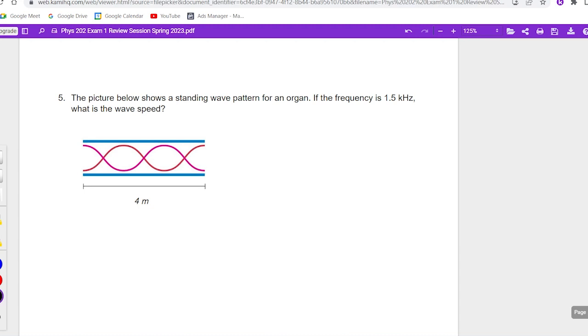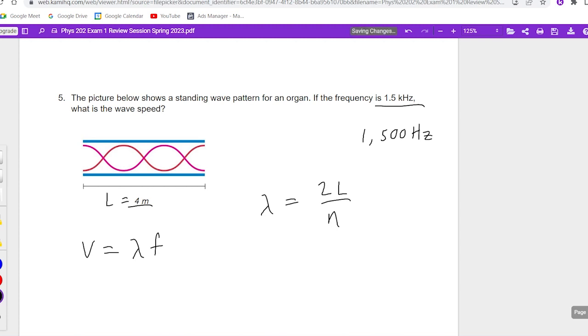So once again, if we want to find wave speed, we have this very nice equation, v equals lambda times f. I give us the frequency, 1.5 kilohertz, which I will convert to just hertz. That's 1500 hertz. You just multiply by 1000. Not too bad. The only thing we don't know is the wavelength. However, we can find the wavelength using the equation lambda equals 2L over n for the both ends open case. Now, we know L equals 4, but we don't know what n is.